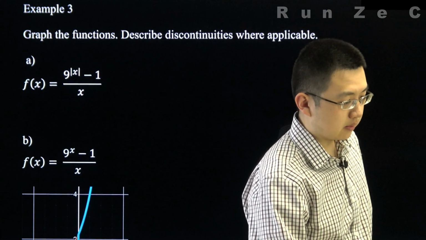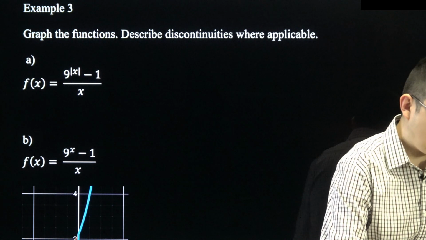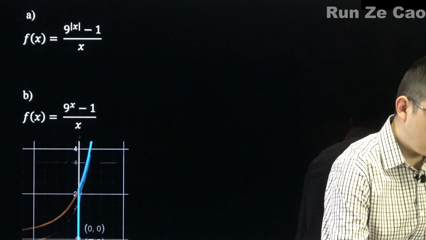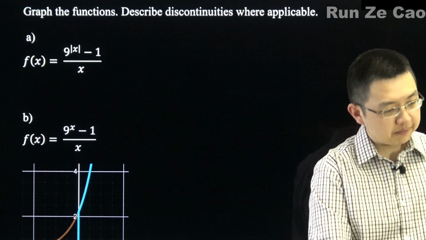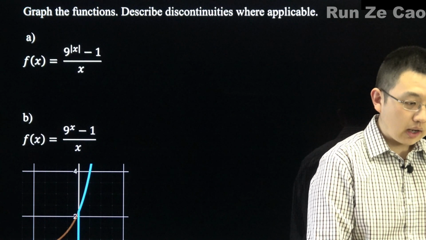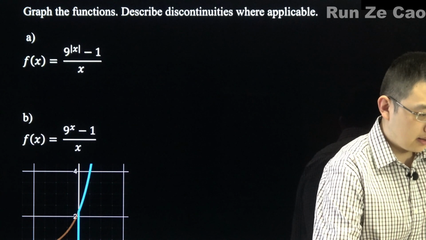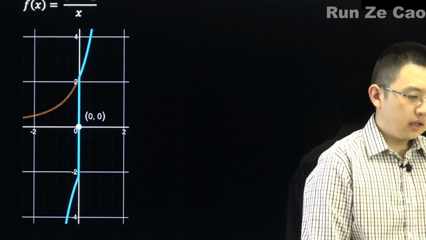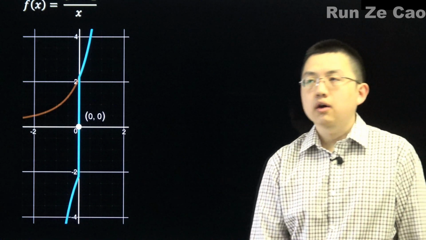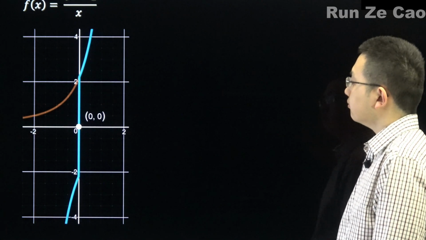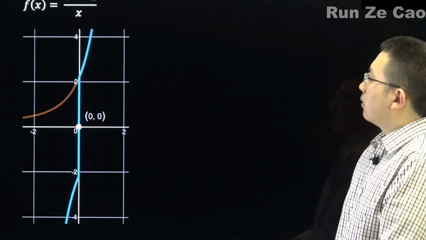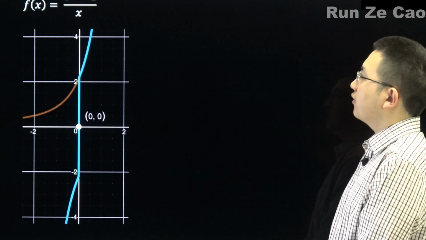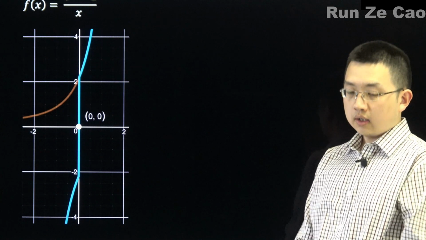Alright, now let's graph these functions and describe discontinuities where applicable. So in A we have 9 to the absolute value of x minus 1 over x. And in the second one we get rid of the absolute value. What does the absolute value tell you? Well, it tells you that there's going to be some manner of symmetry involved.